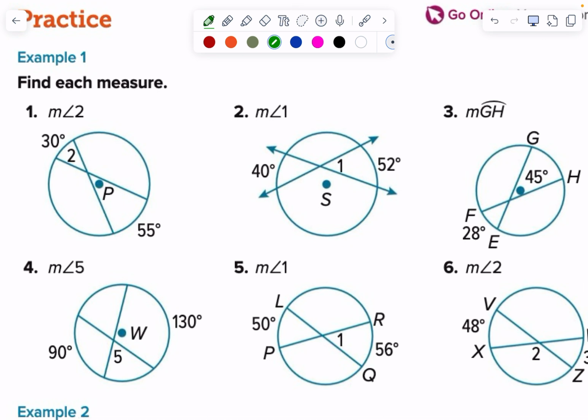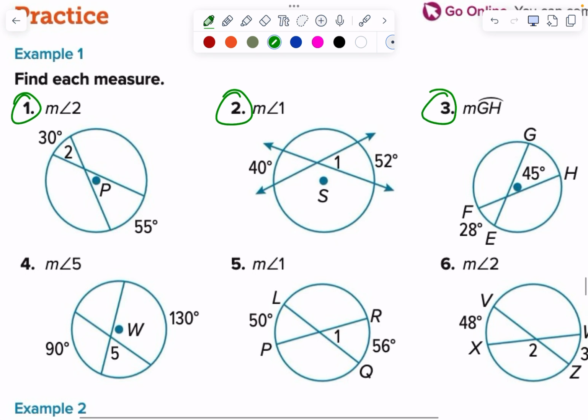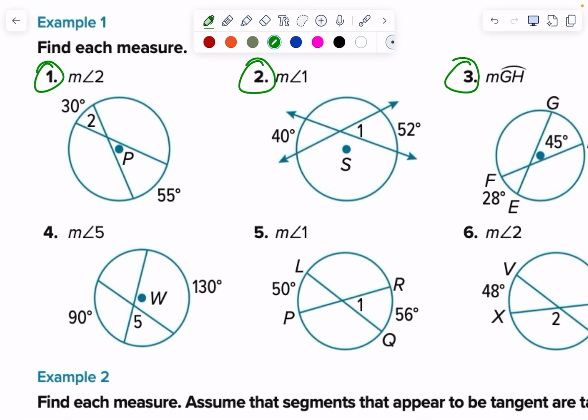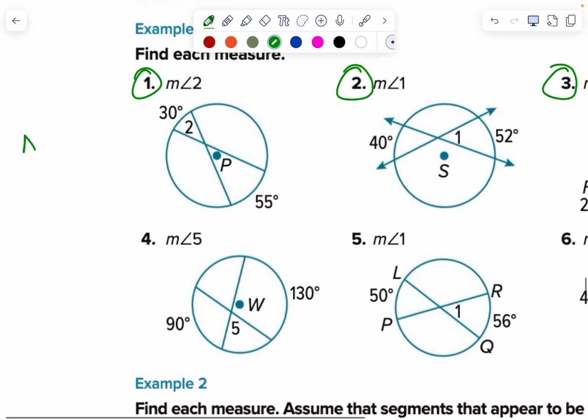Let's figure out a strategy here. Number 1, number 2, number 3, they are all set up similar to each other, right? They are crossing inside of the circle. So what's the strategy? What's the formula? You add them and divide by 2. You average them, right? So I add and divide by 2. What am I adding? These little arcs. 30 and 55, I add them and divide by 2. Got it? 40 and 52, I add them and divide by 2.